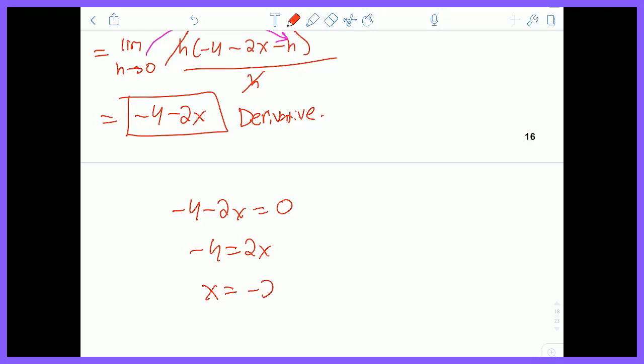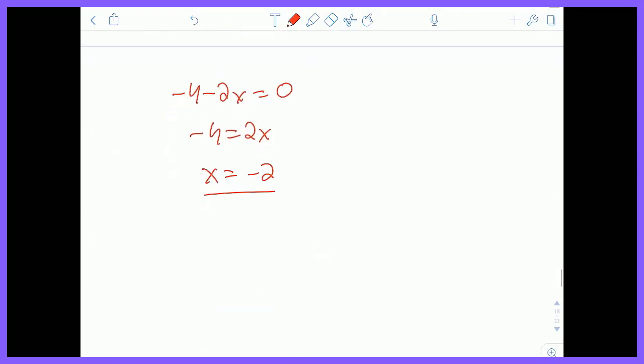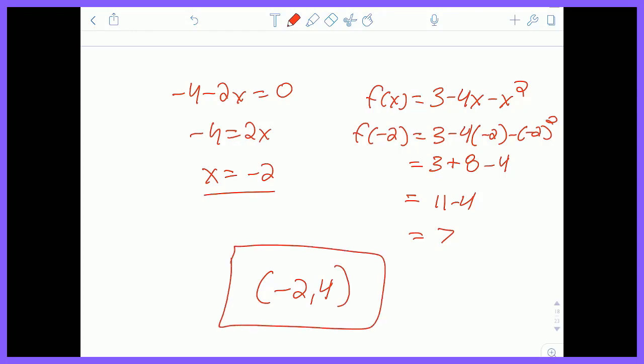X equals negative 2. So if the x value is negative 2 and we wanted to go find the function value, we could just plug it into the function. F of x equals 3 minus 4x minus x squared. So f of negative 2 is 3 minus 4 times negative 2 minus negative 2 squared, which is 3 plus 8 minus 4. So this is just going to be 11 minus 4, which is 7. So that means the coordinate point negative 2, 7 is where you're going to have a horizontal tangent, which essentially means that the slope is equal to 0.